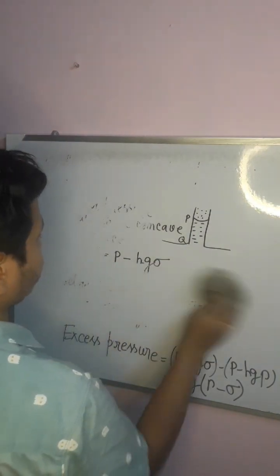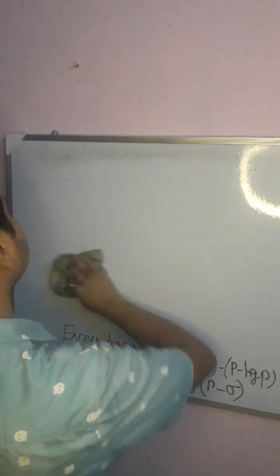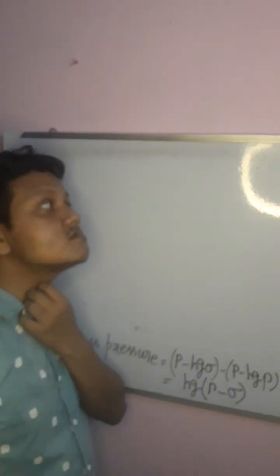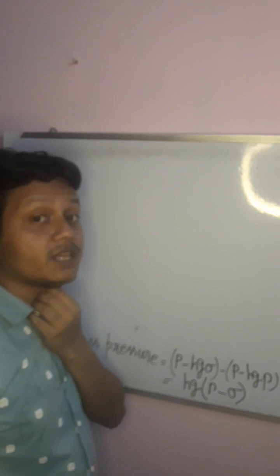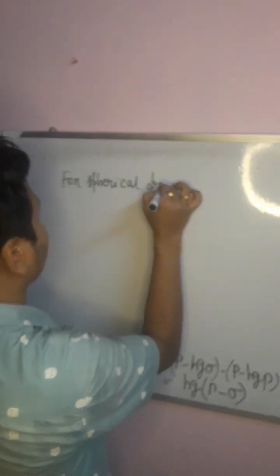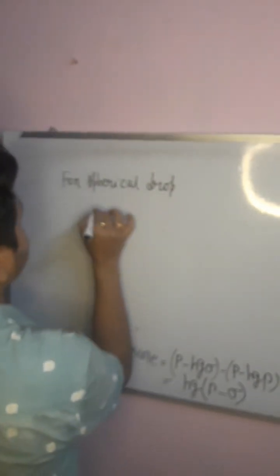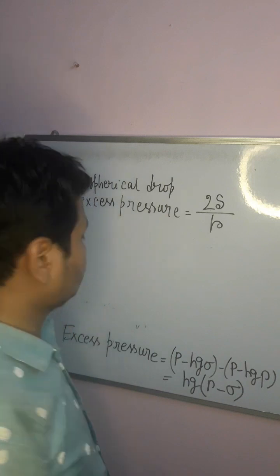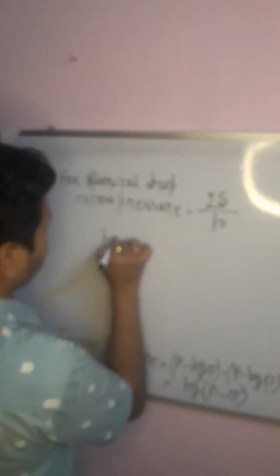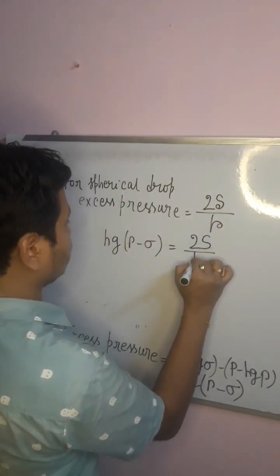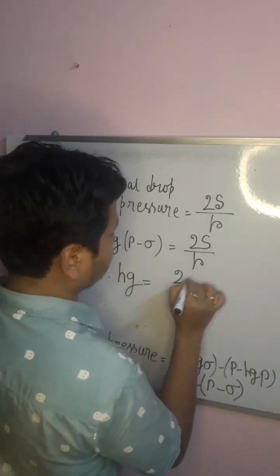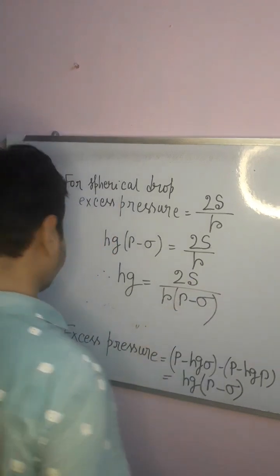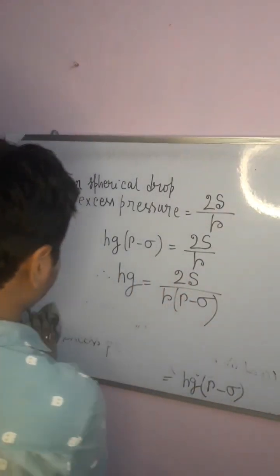And again we know from our previous discussion that the excess pressure inside a concave spherical surface, not a spherical film, is what? For a spherical drop, the excess pressure is 2S by R, where S is the surface tension and R is the radius of the drop. So this must be equal to this. Hg into rho minus sigma equals 2S by R. From which we can easily write Hg equals 2S by R into rho minus sigma.